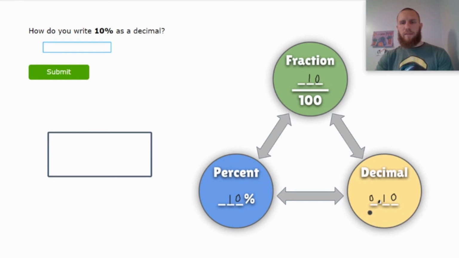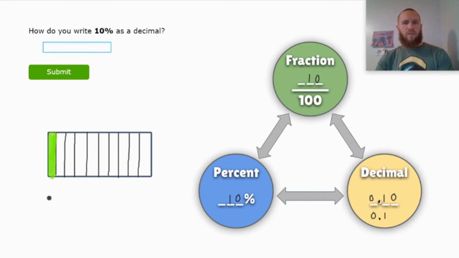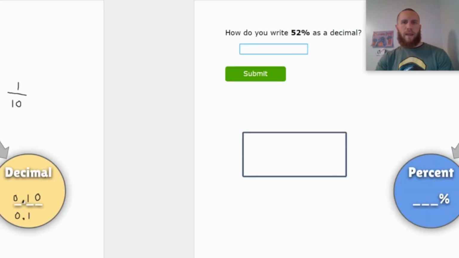This is the same as 0.1. And this is what it would look like as a fraction, because 1 out of 10 is 10%, because 10 divided by 10 is 1, and 100 divided by 10 is 10. So 10 over 100 is the same as 1 over 10. These are equivalent. They represent the same amount. So as a decimal, it could be either 10 hundredths or 1/10. Both would be correct.